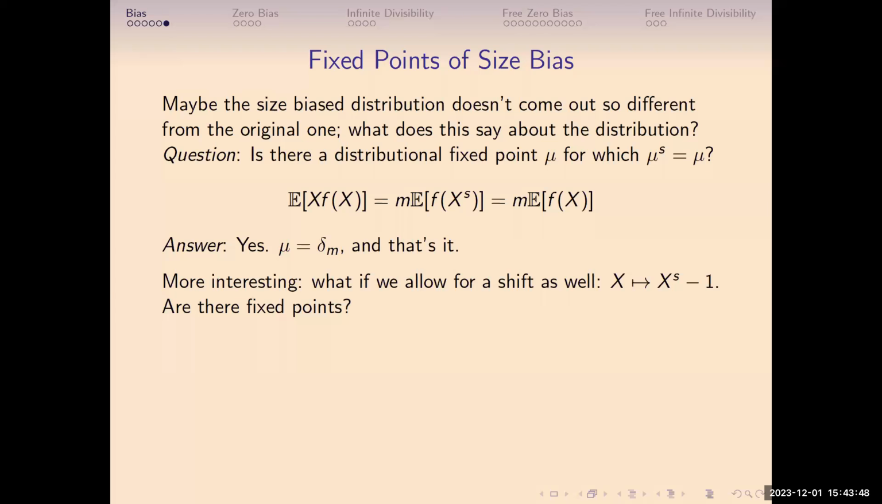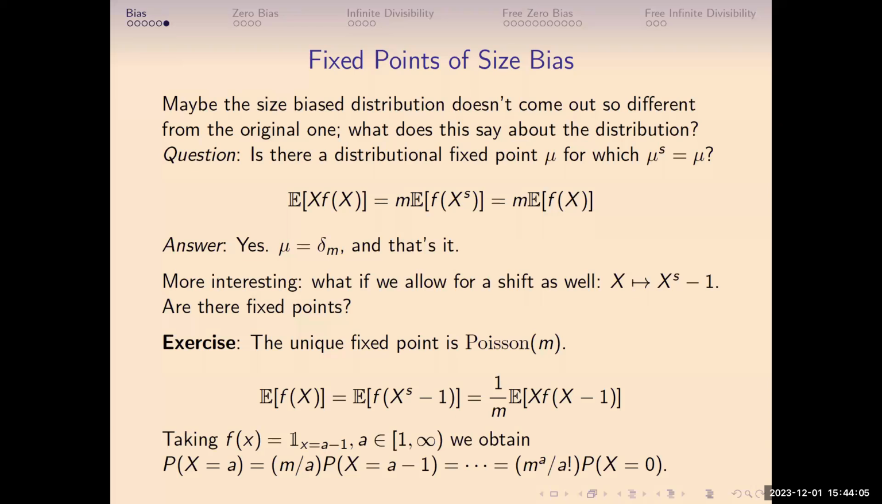So I don't know if anyone knows what the fixed point is. It does have a fixed point, right? So size bias and subtract 1, and there's a distribution which has that transformation as its fixed point, and it is the Poisson. Okay, so the well-known Poisson distribution has that property. And then you can prove it very easily just using the identity.